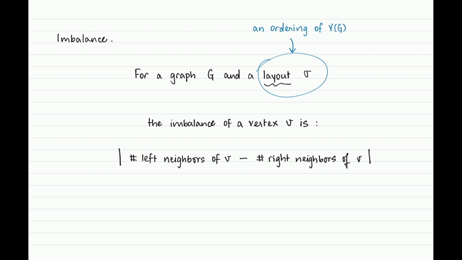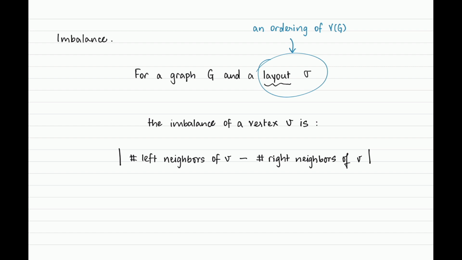And just to be a little more explicit about what I mean by this left-right business, think about the ordering and think about where this vertex V appears on this ordering. Let's say it appears in the 10th position in this ordering. Then there are 9 vertices to the left of V that appear before V in this ordering, and all the remaining vertices appear after V. So I'm going to count how many neighbors of V land before it and how many neighbors land after it. And the absolute difference between these two numbers is the imbalance of V. If this is not clear yet, we will look at a specific example in just a moment, and hopefully it'll become a bit clearer then.